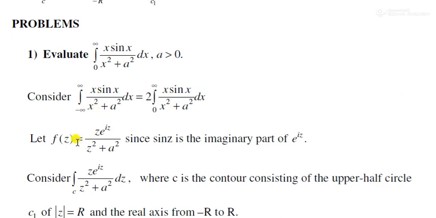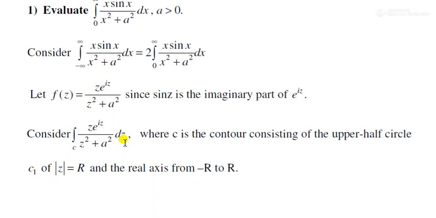So now replacing x by z, we will get f of z is equal to z into sin z by (z square plus a square). Sin z is nothing but the imaginary part of e power iz. So I am just replacing that sin z by e power iz. Finally, I will be taking care of this imaginary part. So f of z is equal to z e power iz by (z square plus a square).